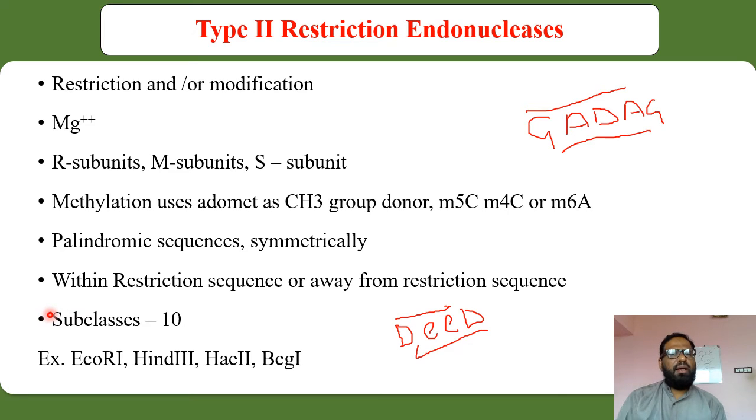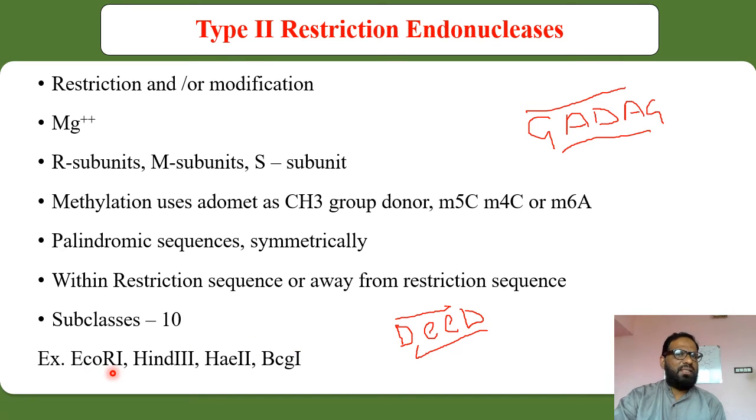And if you take the type 2 restriction endonucleases, there are as many as 10 subclasses. Again, I said that there are a total of 5,000 restriction endonucleases, and out of these, about 3,500 belong to type 2. They may differ from each other, and that's why, when you minutely analyze the features of type 2 restriction endonucleases, we can further classify them into 10 subclasses or subgroups.